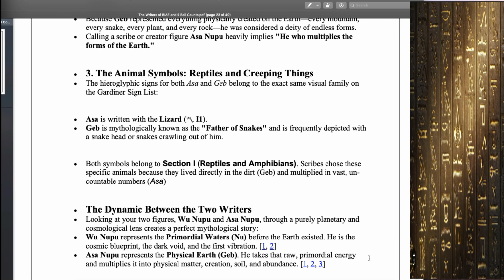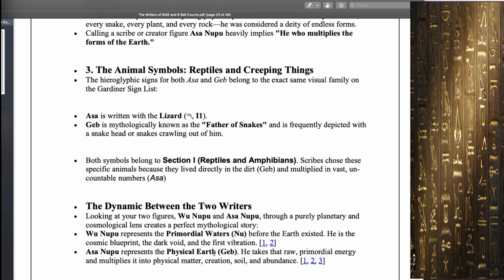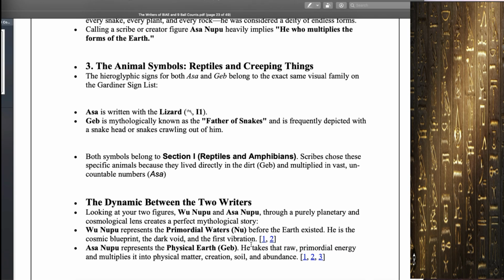All right. Wu Nupu represents the primordial waters, Nu, which is really Noon. It's not waters back then. It was no elements together for that. It was frequency. So we know that the Egyptologists and whoever else are calling it water when it wasn't water at first. Before the earth existed, he is the cosmic blueprint, the dark void, and the first vibration. And we know that vibrations and frequencies are one and the same. Water is something that comes in after elements are brought into play. And the chaotic state of almighty nature would be pre those elements, because elements represent order.